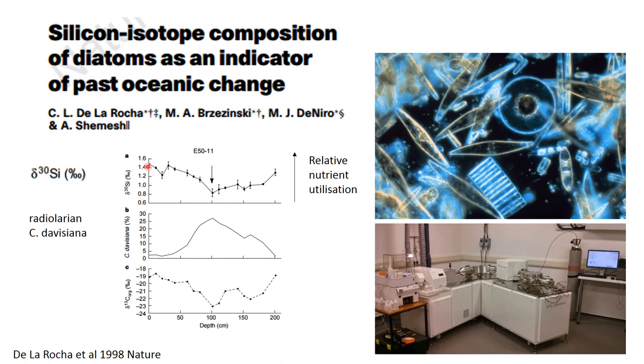In this case, this is a useful proxy for past nutrient utilization. This is depth in a sediment core, so this is kind of like going back in time, and the isotope ratio will tell us about how much of that nutrient has been utilized through time. We'll cover that in the stable isotope lecture.